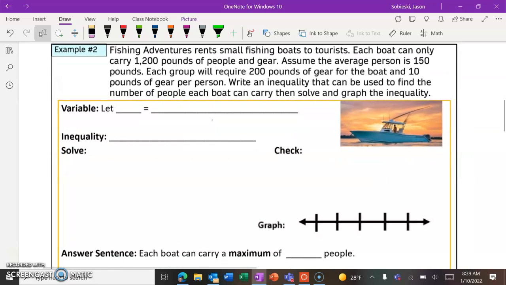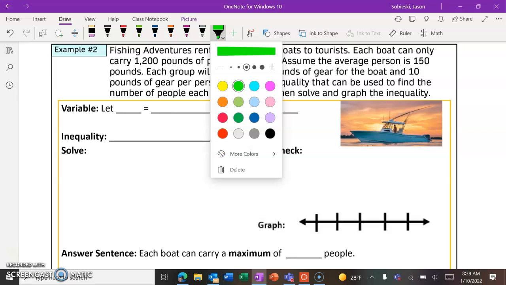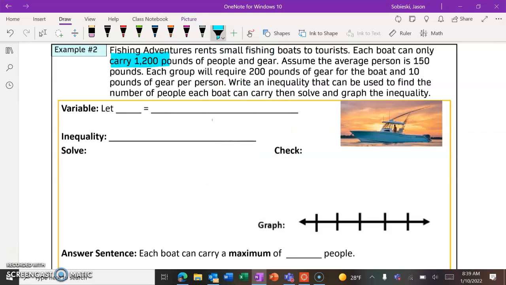All right, so if you scroll to example 2, Fishing Adventures rents small fishing boats. Each boat can only carry 1,200 pounds of people and gear. So 1,200 pounds is the maximum, right? No more than 1,200 pounds. So no more than tells us we're going to need to use less than or equal to 1,200.